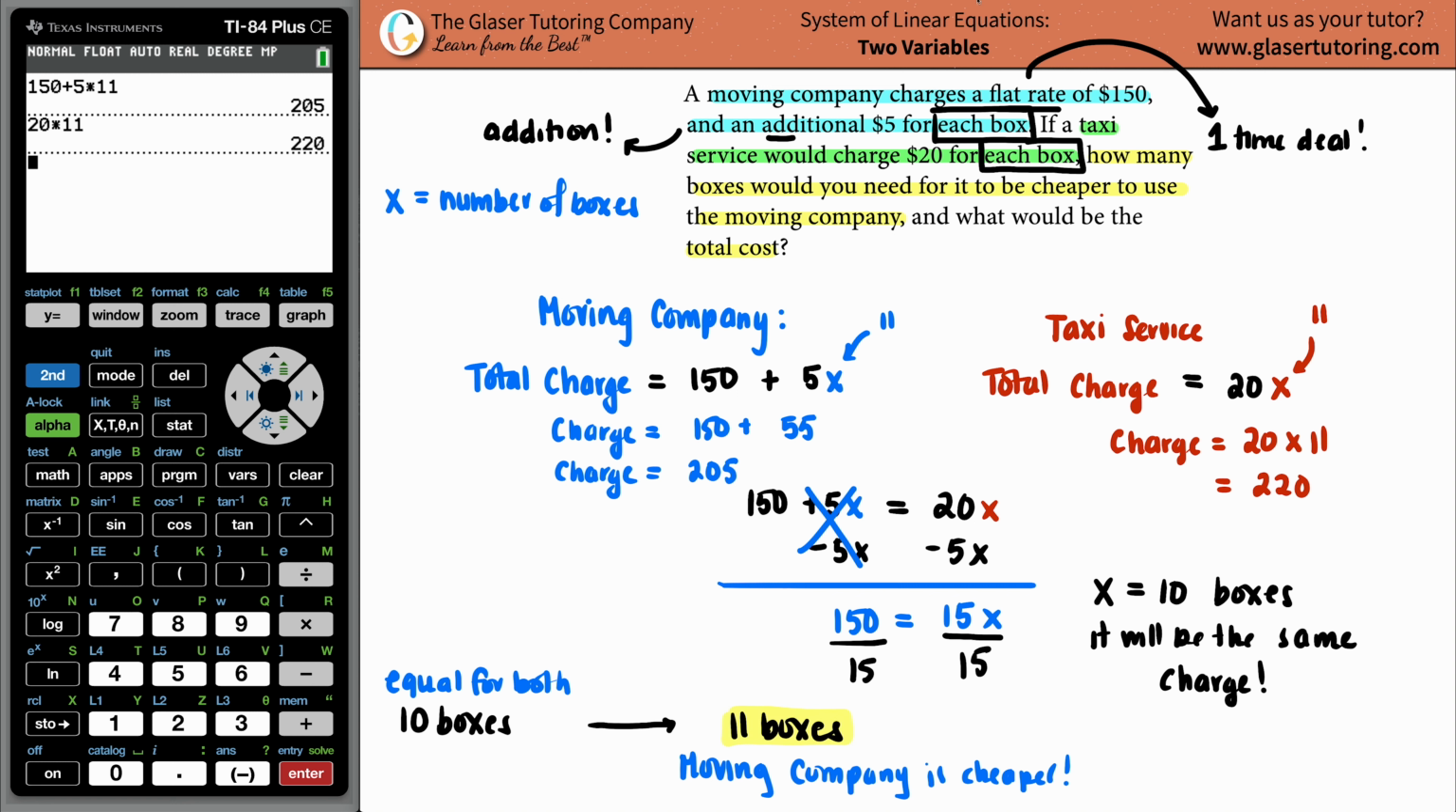And now, for the last part, it says, what would be the total cost? We just found that out. For the moving company, this would equal 150 plus 5 times 11. So 150 plus 55, that's the total of $205. So 11 boxes for the moving company would be 205 buckaroos. Moving's expensive. Shoot.